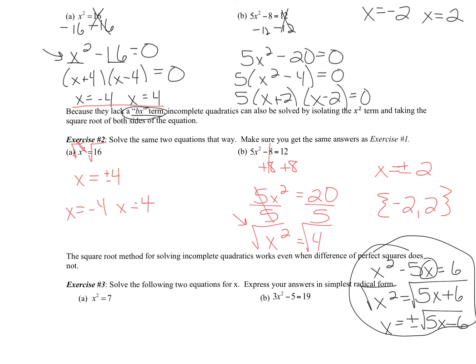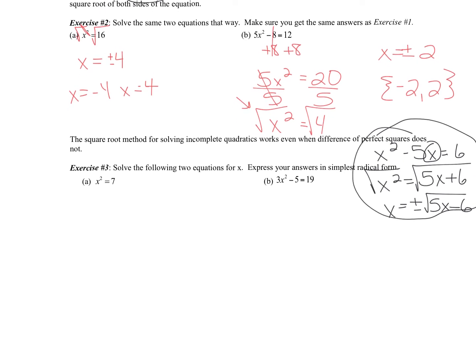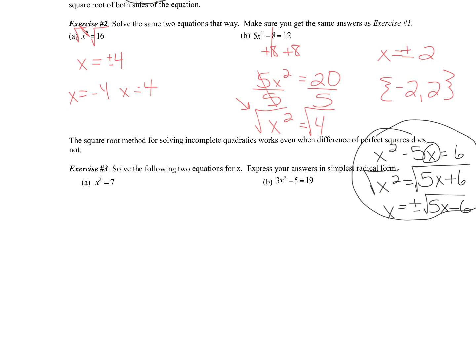Now, right now, this just looks like a different way to do something. So I could use difference of perfect squares. I could use isolating and taking a square root. But actually, it's a method that works even when difference of perfect squares doesn't. So if I took this problem, and just watch this, if I set this equal to 0, I can't factor it because 7 isn't a perfect square. But the method of incomplete quadratics will work. So let me just erase this.